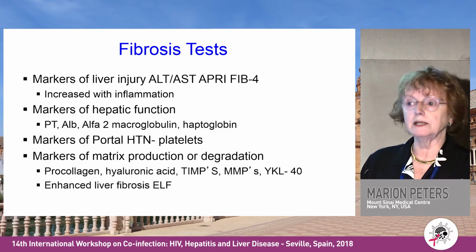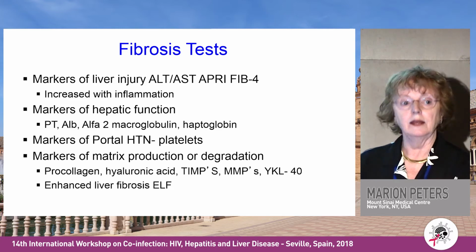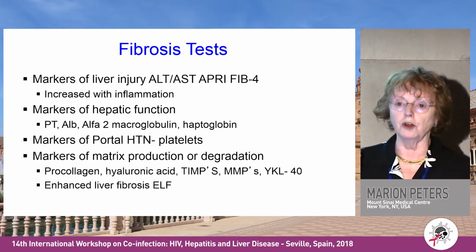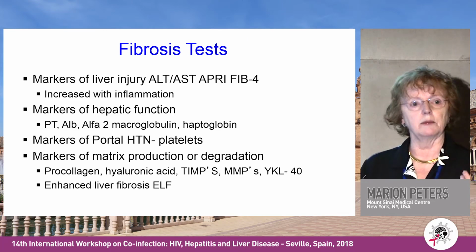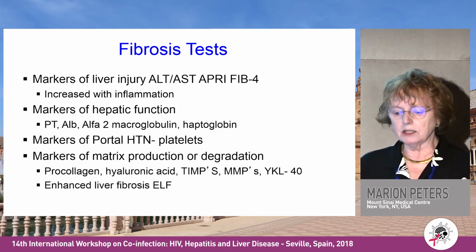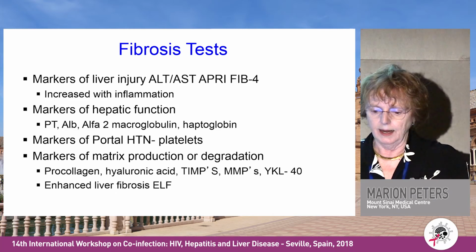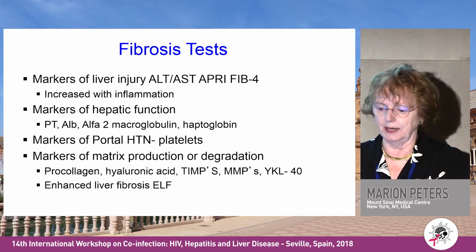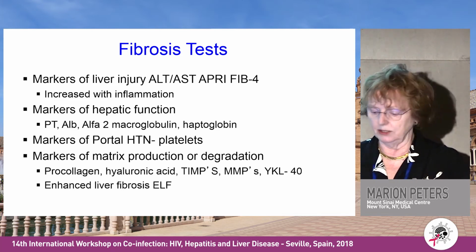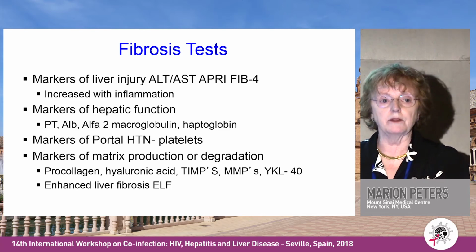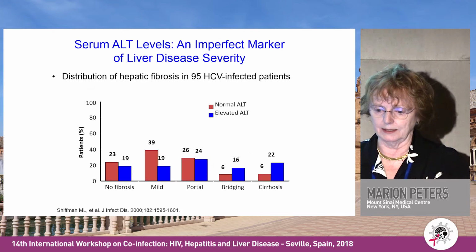Markers of portal hypertension, platelets, very good. That's what the surgeons use to decide should they do a resection for tumor or not. They don't want to resect someone who has portal hypertension because they have worse outcomes. And then markers of matrix production or degradation, like procollagen, hyaluronic acid, TIMP, and MMPs, they're part of the enhanced liver fibrosis and probably the most accurate serum markers.